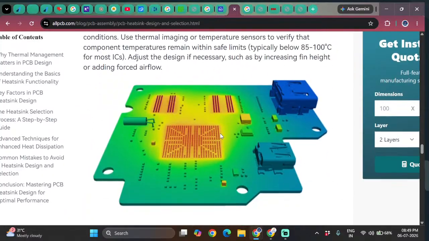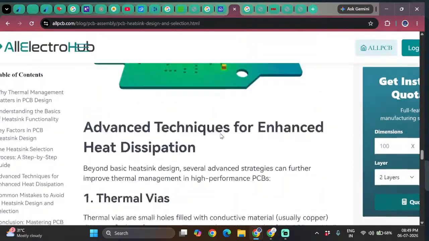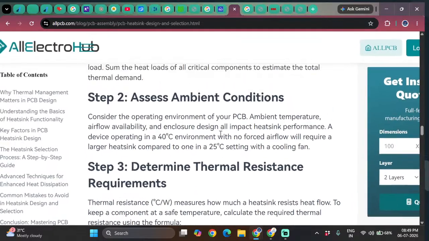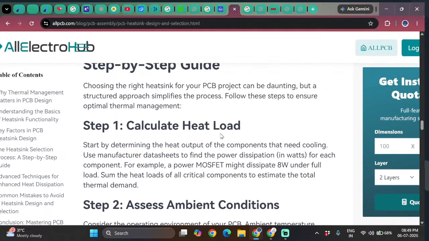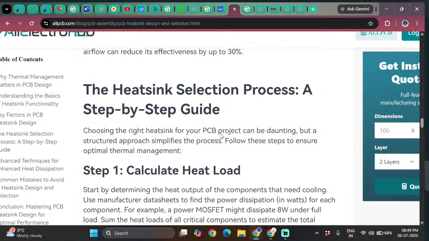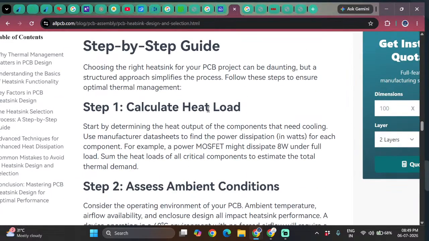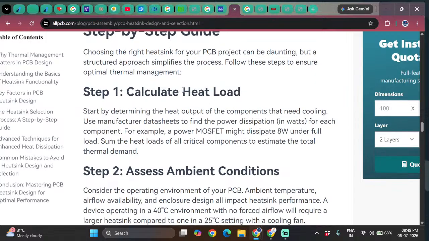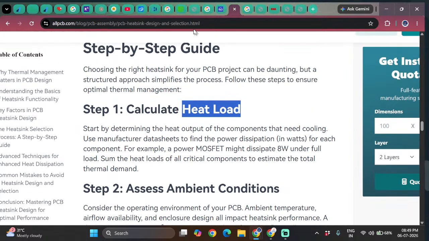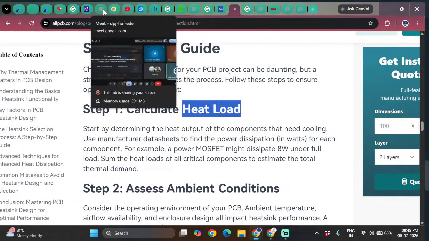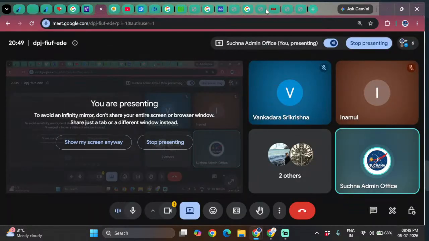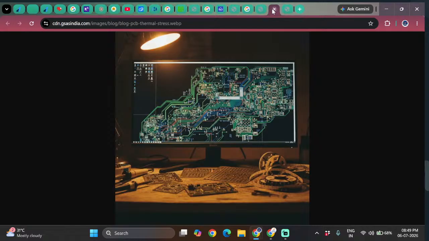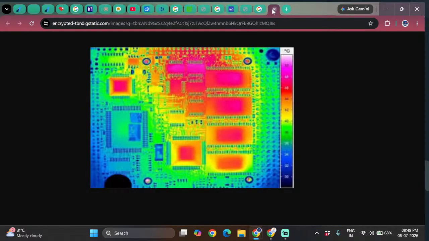There are so many things. Even for selection of a heat sink, we need to calculate the heat load. Based on that calculation, we need to choose these heat sinks. So this is just an intro. Complete details will be provided if you opt for higher courses.